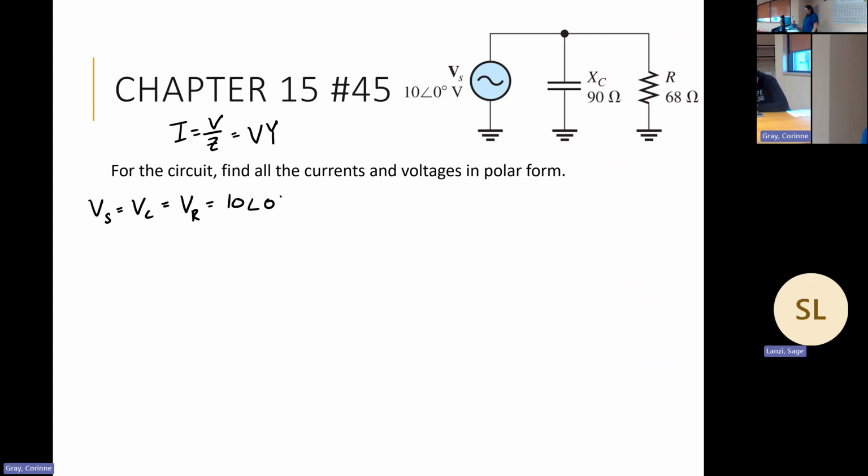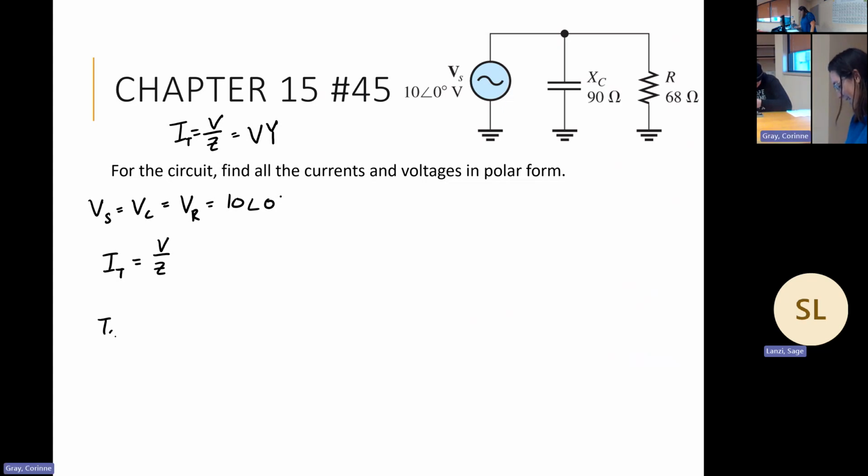When we look at the Z value, is this going to give us the current through each individual component or the total current? Total. So this is technically IT here. So IT is going to be equal to, let's just say hypothetically, we're going to do it with V over Z. We can go back and change it in a second here. Let's say we're doing V over Z.